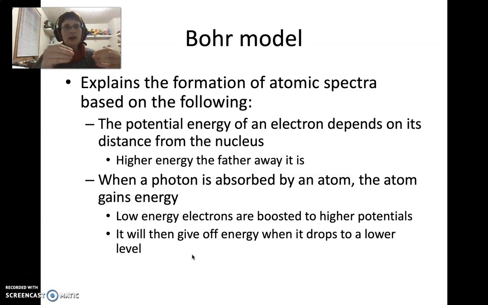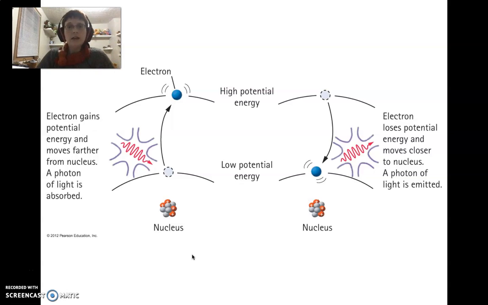So they are going to absorb the energy, jump out away from the nucleus because they're more energized, and then when they give off the energy, they're going to drop back down to a lower level, and that energy will go out. So what does that look like? Well, this is what we've got. So here we've got our atom with our nucleus and our electron that was just chilling down here in the low potential energy, so it's being very lazy and relaxed.